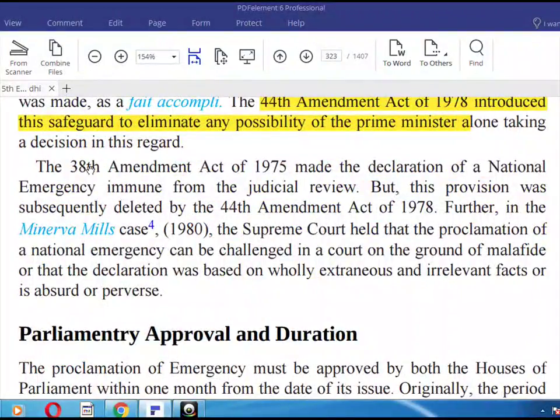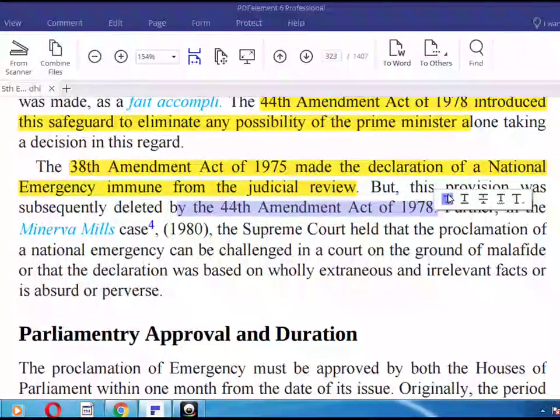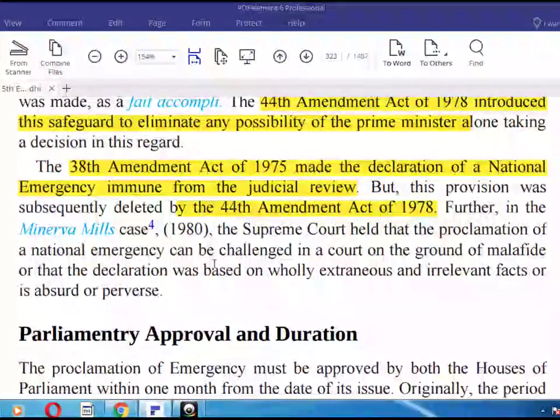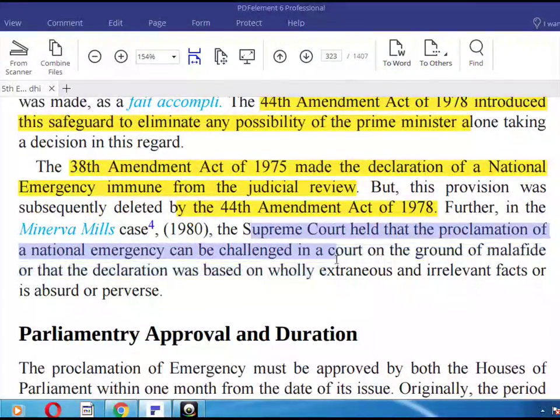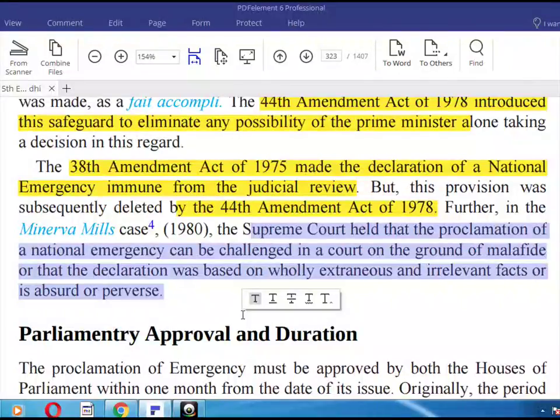The 38th Amendment Act 1975 made the declaration of national emergency immune from judicial review, but this provision was subsequently deleted by the 44th Amendment Act 1978. Further, in the Minerva Mills case 1980, the Supreme Court held that the proclamation of a national emergency can be challenged in a court on the ground of malafide, or that the declaration was based on wholly extraneous and irrelevant facts, or is absurd or perverse.